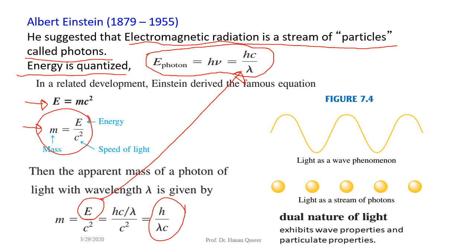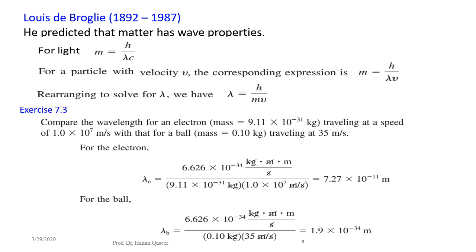This indicates that light has a dual nature: first, light as a wave; secondly, light is a stream of photons. The third experiment has been done by de Broglie. De Broglie predicted that matter has wave properties. For light, mass is equal to h over lambda c. For a particle with a velocity v, the corresponding expression will be mass is equal to h over lambda v.